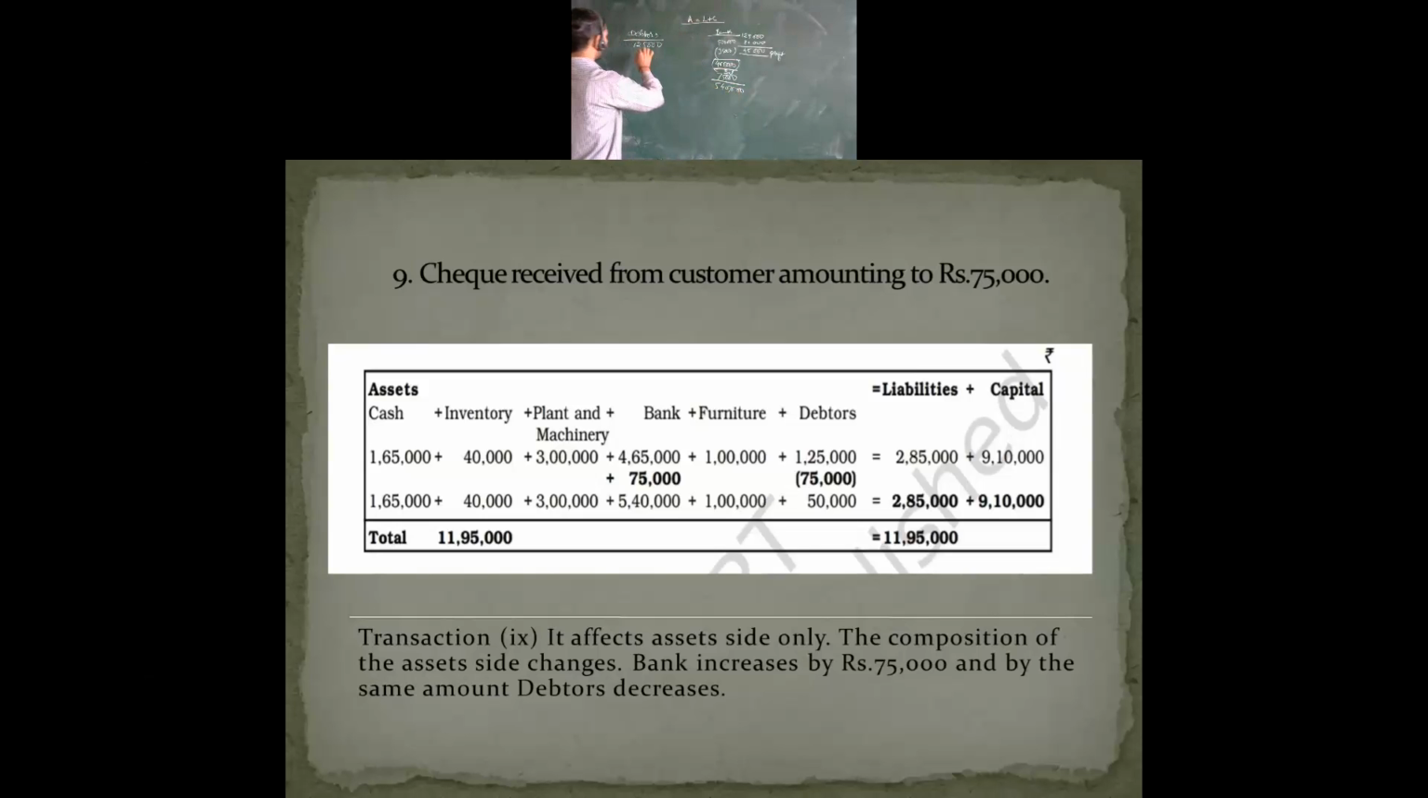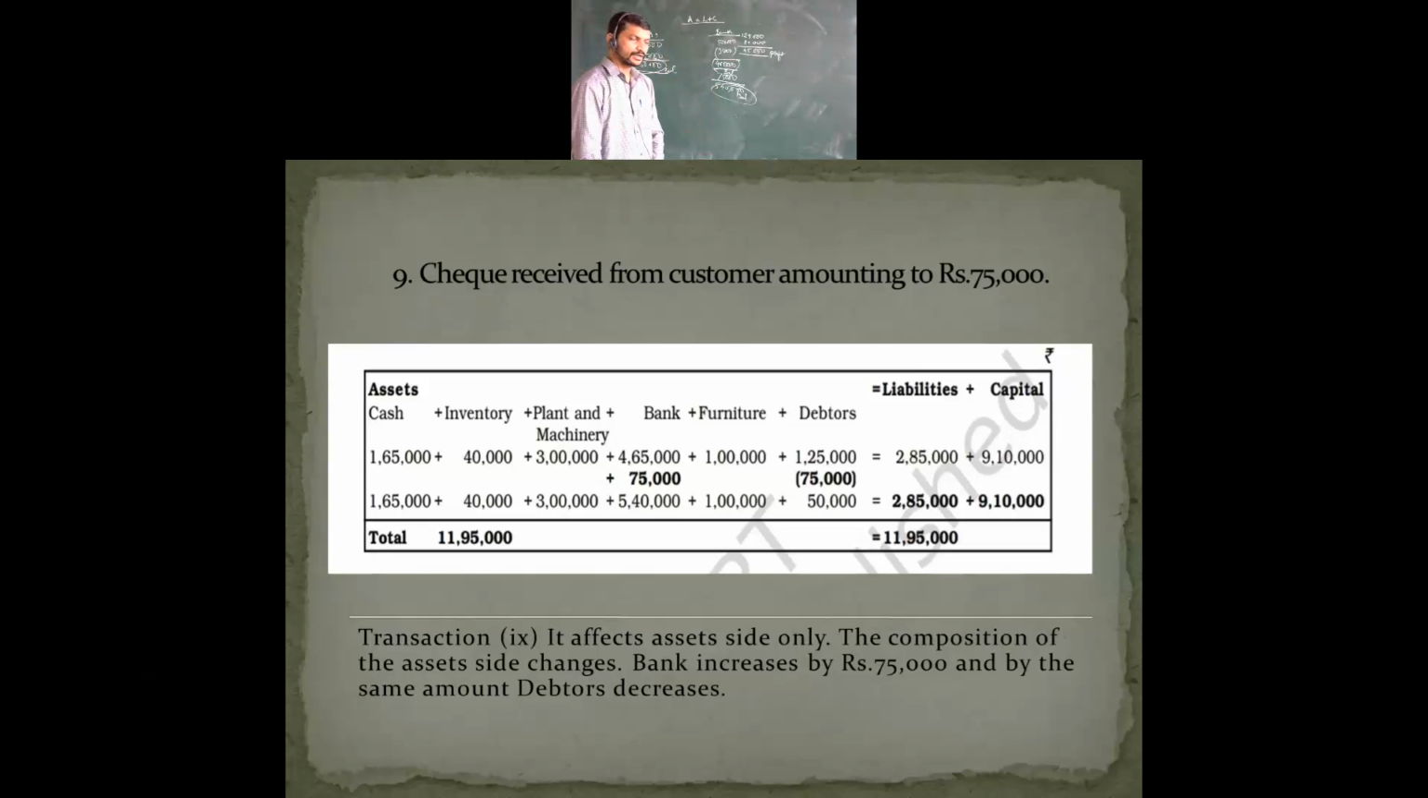Okay, then out of these debtors you are going to reduce this 75, means now how much is the balance over here? 50,000. See the things which are there, I have shown you all in the slide also. So you have to just understand how the things are going to take place over here.